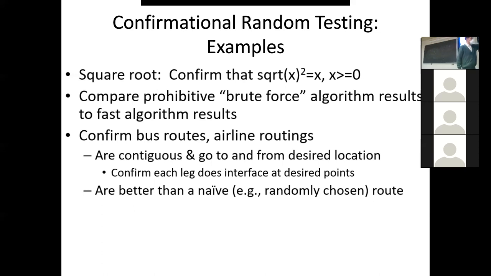So conformational random testing is sometimes really easy. You just want a correct answer. Think about a square root function. Square root might be hard for you to write, but it is easy for you to test. Because if you get a square root back, a number that's supposedly the square root of a given number you gave it, what can you do? You say, take the square root of 10, and you get some number back. How can you check if that's correct?